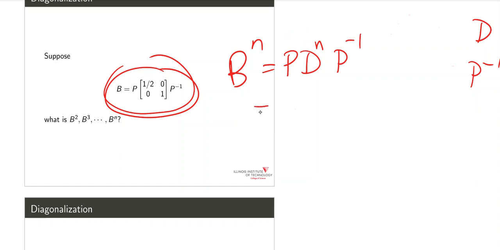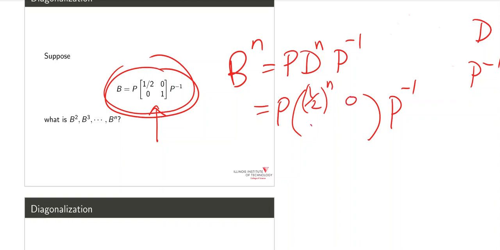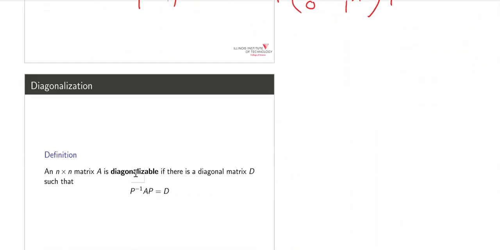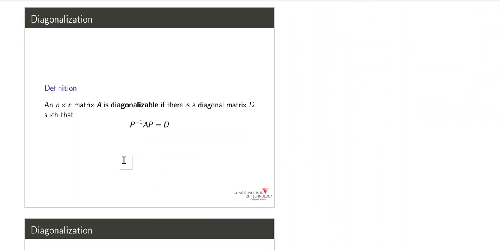P inverse. And what is good about this is that, again, we know that D is a diagonal matrix, so we already know D to the power of n. So this will be 1 over 2 to the power of n, 0, 0, 1 to the power of n. So even though B itself is not a diagonal matrix, if B consists of a diagonal matrix in this particular form, then B to the power of n is still pretty easy to compute. Okay? All right. So let's formalize this process and give you the following definitions.